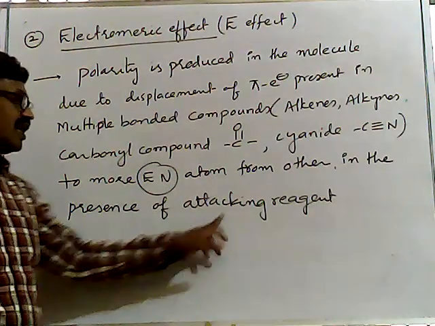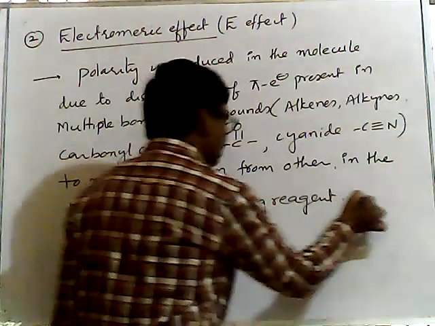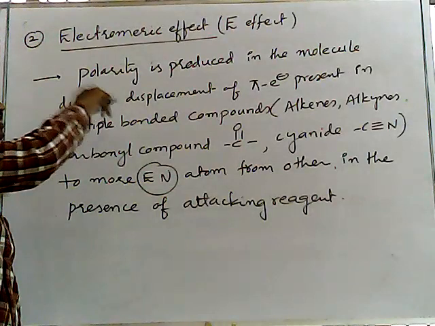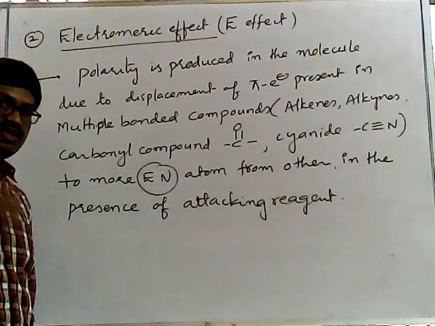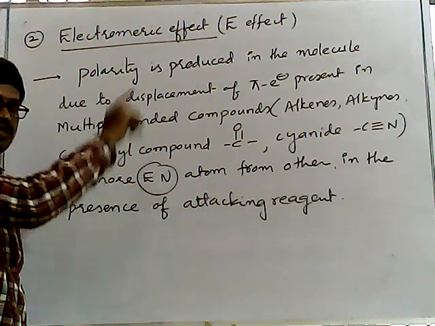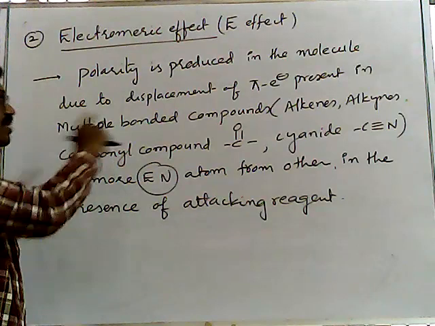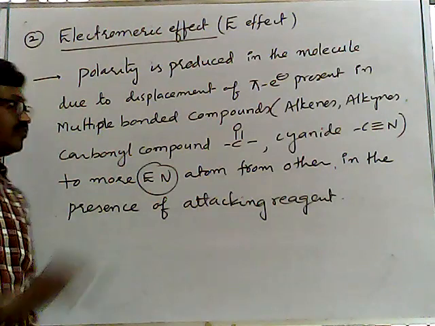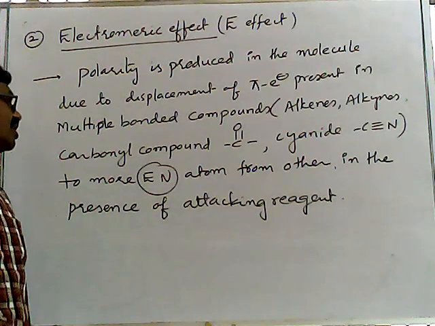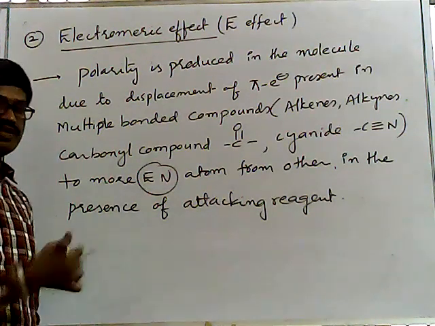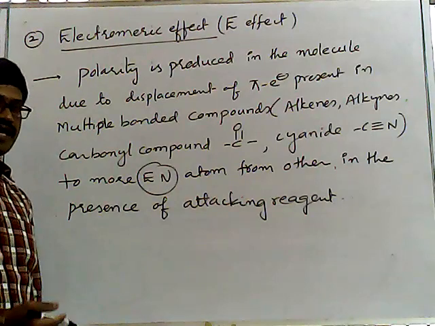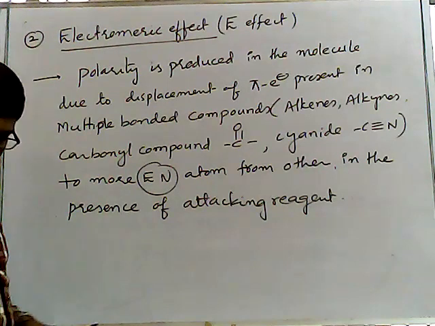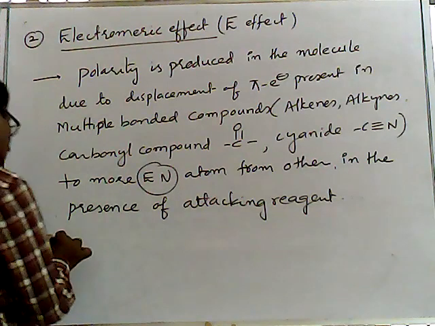In the presence of an attacking reagent, it is called the electromeric effect. One more time I am repeating. Polarity is produced in the molecule due to displacement of pi electrons which are present in the multiple bond. Displacement of pi electrons present in a multiple bond to the more electronegative atom from the other atom in the presence of an attacking reagent is called the electromeric effect.